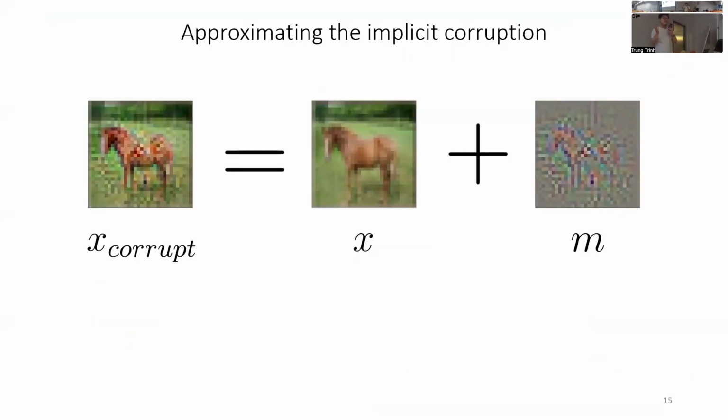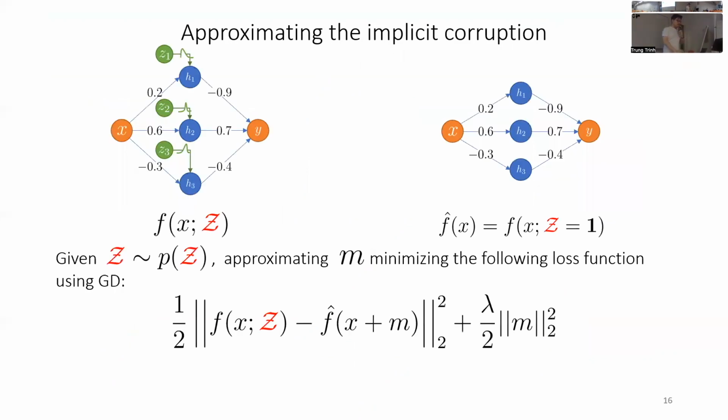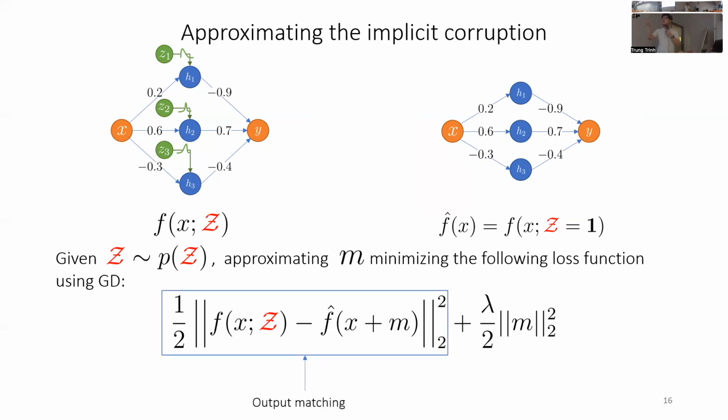So now we introduce a method to visualize this corruption. First, we hypothesize that a corrupted version of the input is the sum of the original input plus some corruption mask, which we denote M. Given a sample from the latent distribution, we can approximate the corresponding corruption mask by minimizing the following loss function using gradient descent, where the first summand matches the output of the Node BNN under that sample from the latent distribution with the output of the deterministic model under the corruption mask, and the second summand regularizes the norm of the mask.